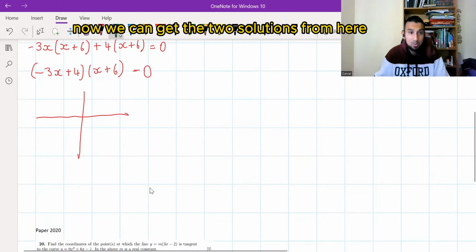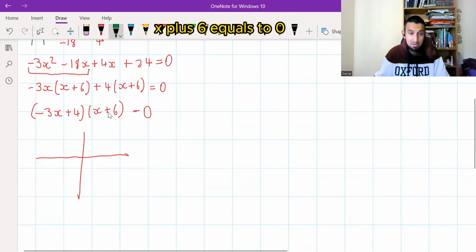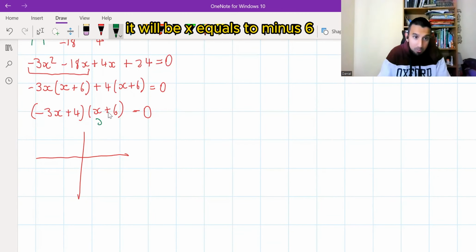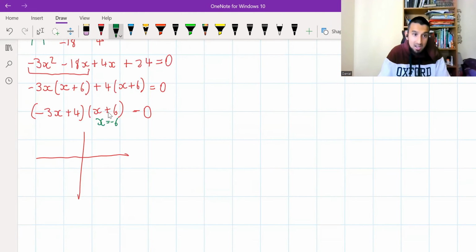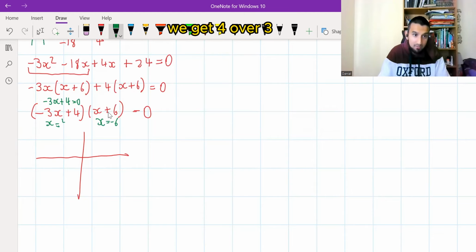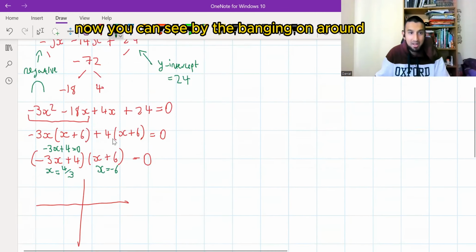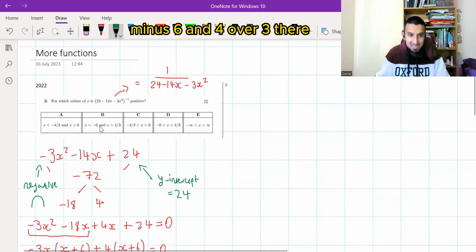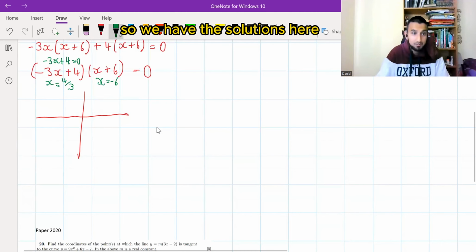And then now we can get the two solutions from here. x plus 6 equals 0 will be x equals minus 6. And rearrange this: minus 3x plus 4 equals 0. So we solve for x there. You minus the 4, then divide by the minus 3, we'll get 4 over 3. Now you can see why they're banging on around minus 6 and 4 over 3 there. So we have the solutions here.